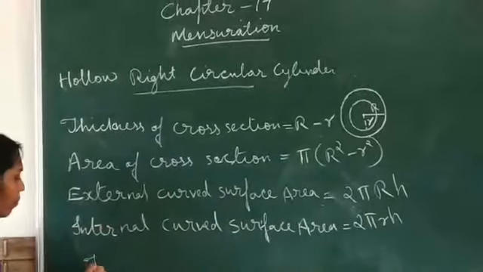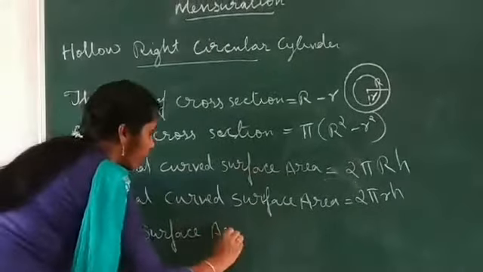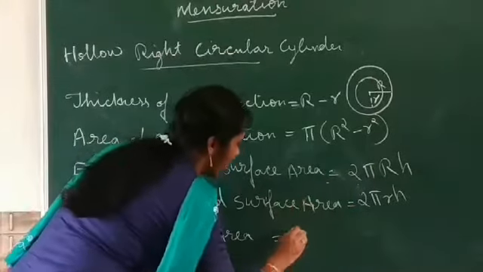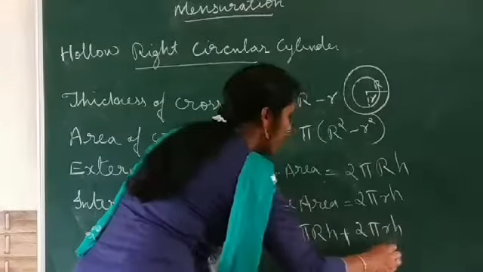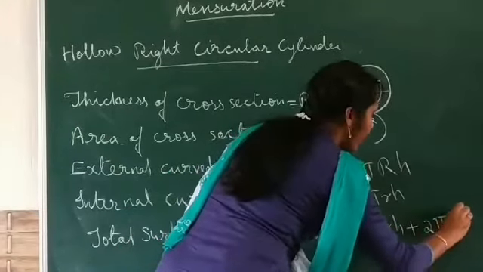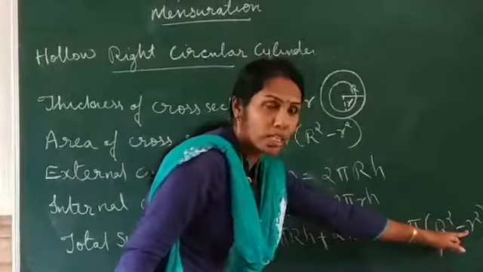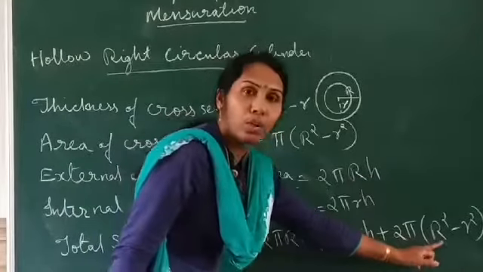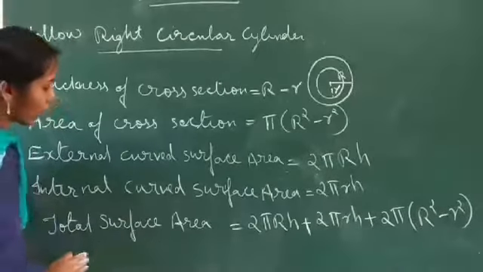That means total surface area is equal to the sum of all these surface areas: 2 pi R h plus 2 pi r h, that means two curved surfaces, plus 2 into pi into R square minus r square. Pi into R square minus r square is the area of one cross section. Like that, there are two cross sections at both the ends, that means 2 pi into R square minus r square. So this is the formula for total surface area.